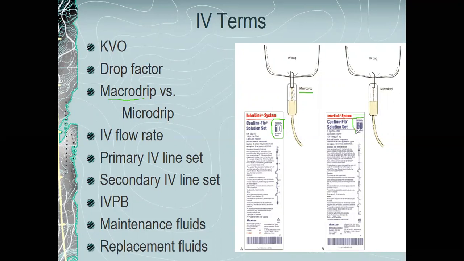And then on your micro drips, it's going to be a lot more drops per mL. So that's going to be a 60. So this one's a 60 micro drip. So there's smaller drops coming out.